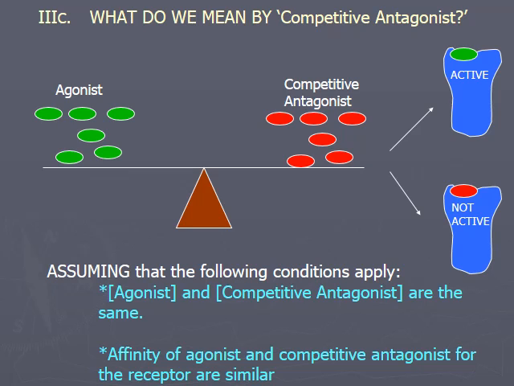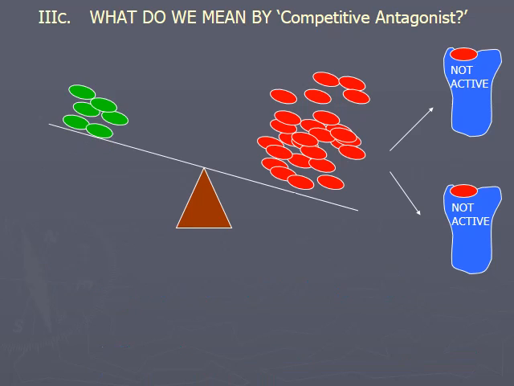And so the way you block them is by out-competing them, using overwhelming force and outcompeting them. So you drive it towards the right with antagonists and block those receptors.